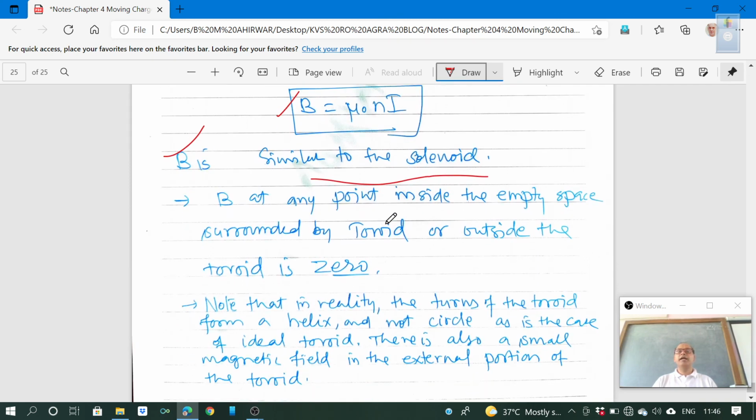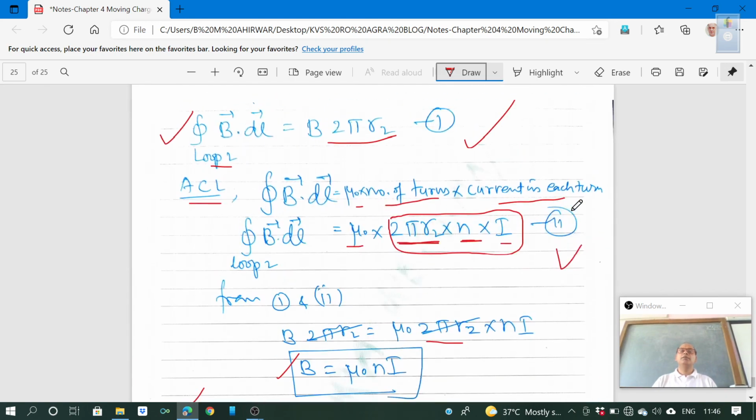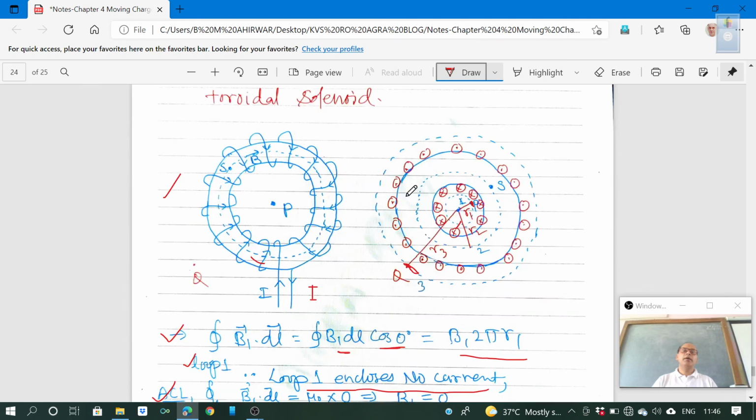But the magnetic field at any point inside the empty space surrounded by the toroid, or outside the toroid, is 0. Remember it. At any point inside the empty space, that is, in this region, the magnetic field will be 0, here in the empty space, and outside also the magnetic field is 0.